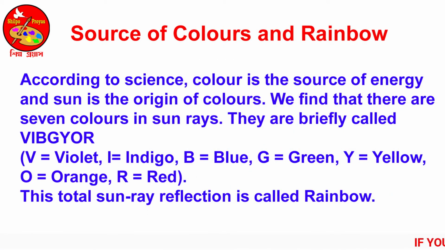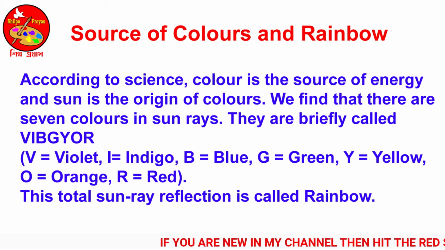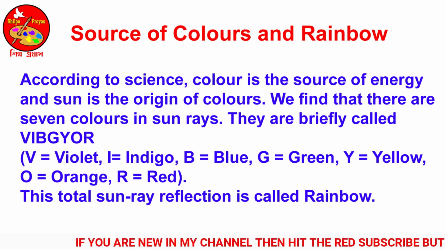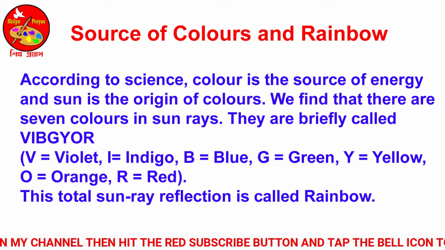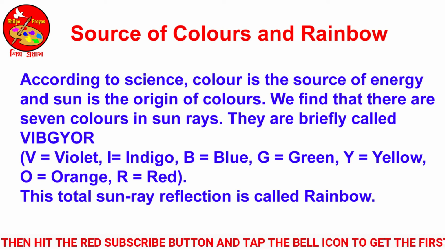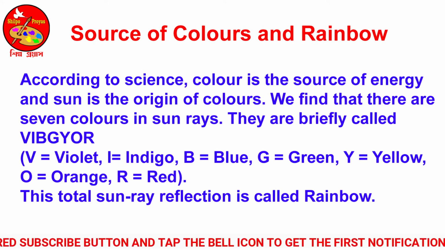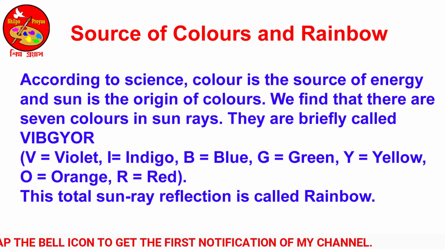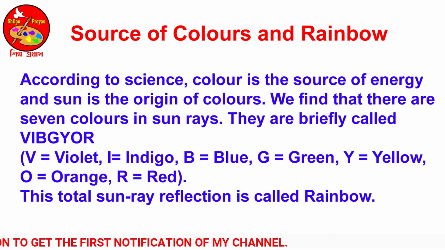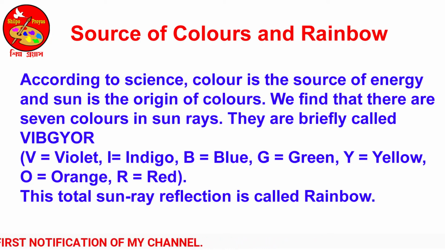Source of colors and rainbow. According to science, color is the source of energy and the sun is the origin of colors. We find that there are 7 colors in sun rays. They are briefly called VIBGYOR. V equal violet, I equal indigo, B equal blue, G equal green, Y equal yellow, O equal orange, R equal red. This total sun ray reflection is called rainbow.